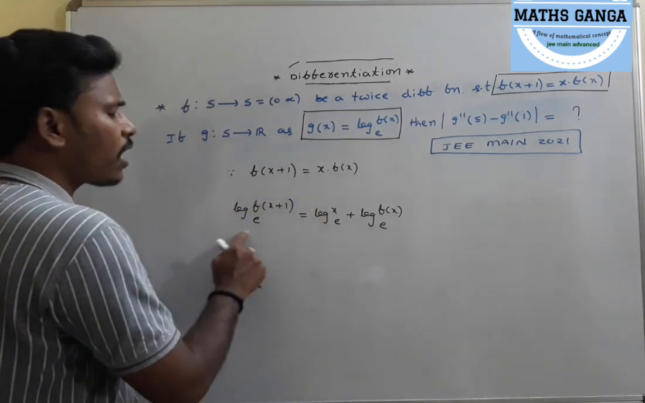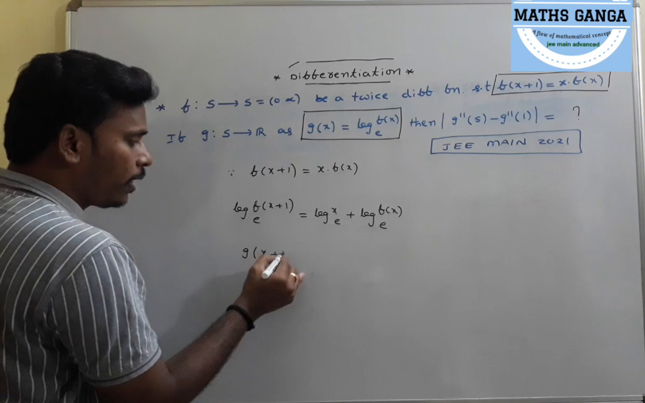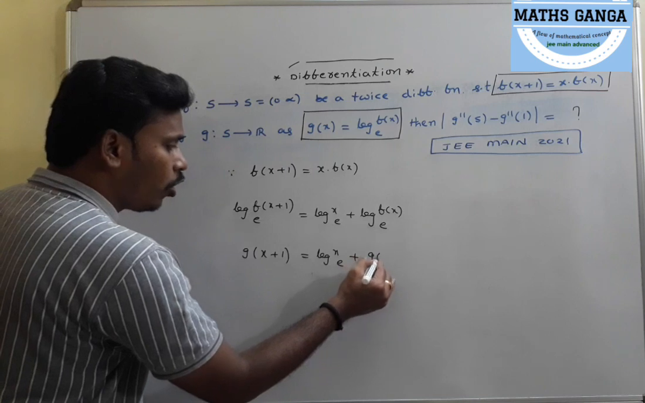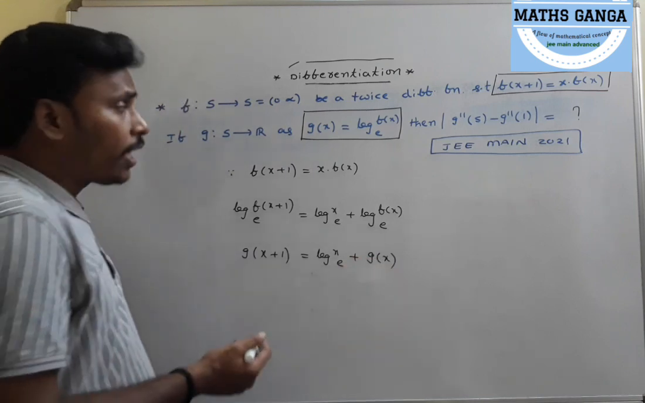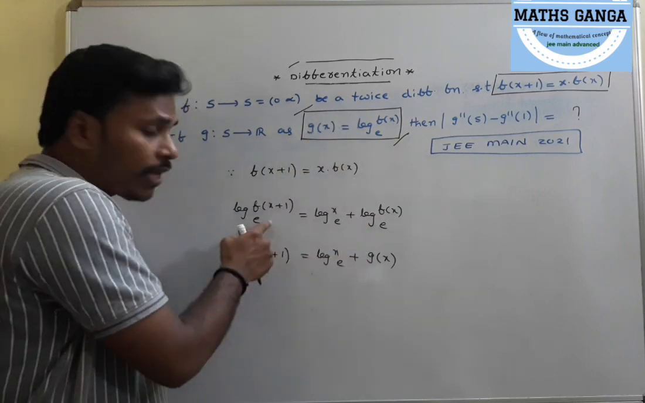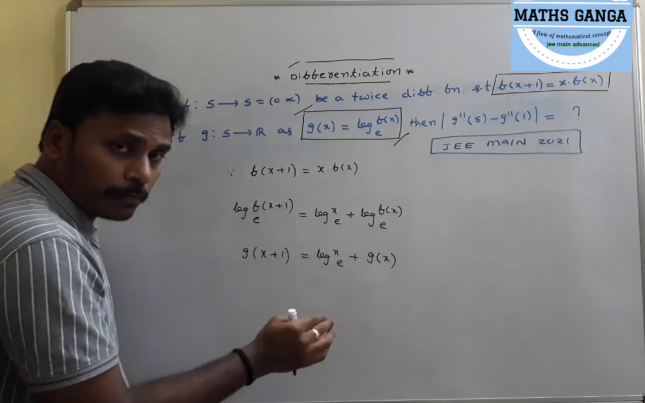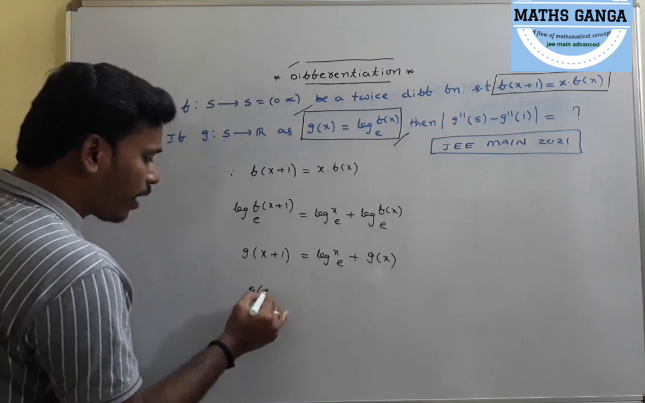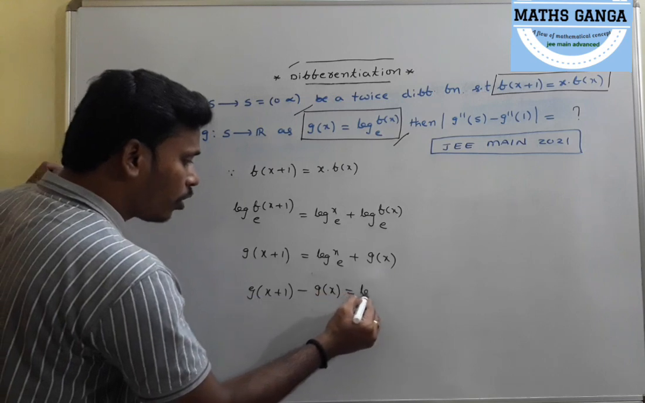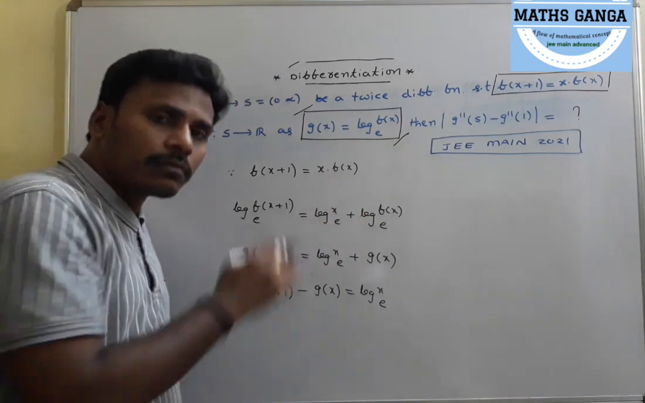Now it is very clear that this logarithm of f(x+1) is nothing but g(x+1), which is equal to log x to the base e plus g(x). Is it clear? Given that g(x) is log f(x), g(y) is log f(y), but here we have g(x+1), which is logarithm of f(x+1). So now we have a relation in terms of g. Send this g this side. So we have finally g(x+1) minus g(x) is equal to log x to the base e.